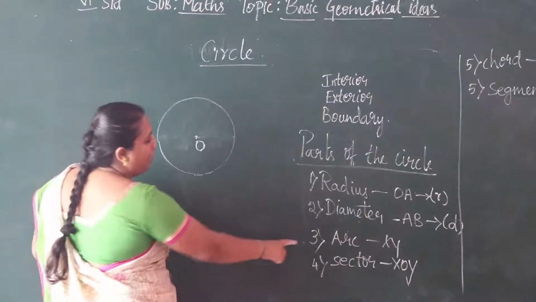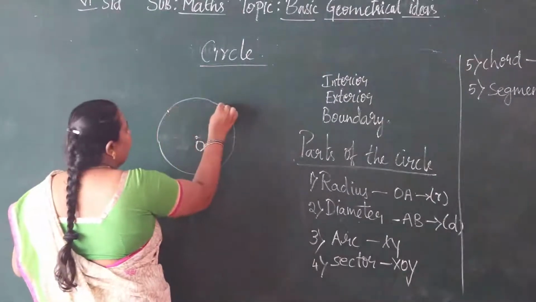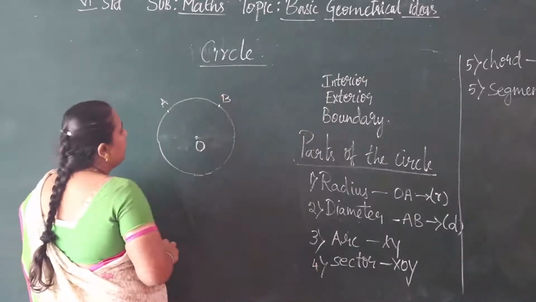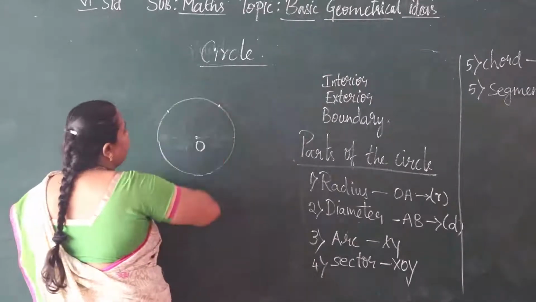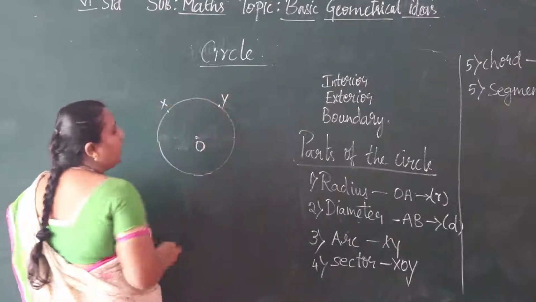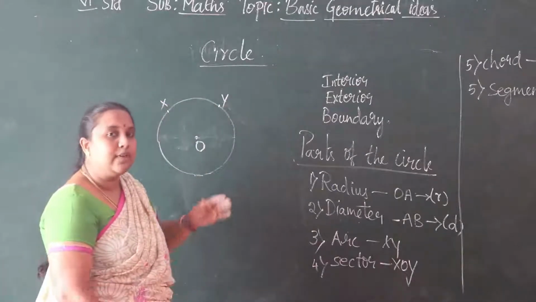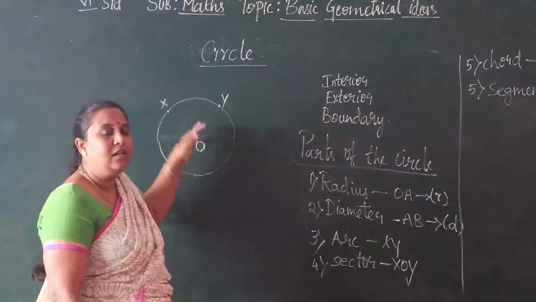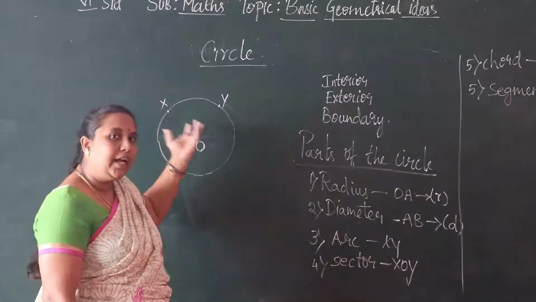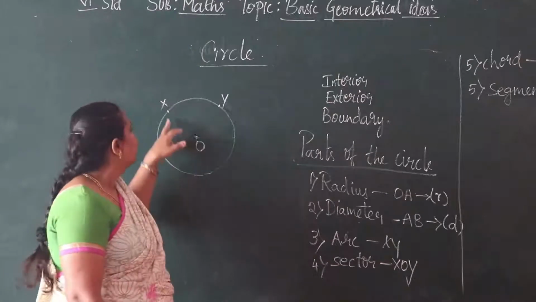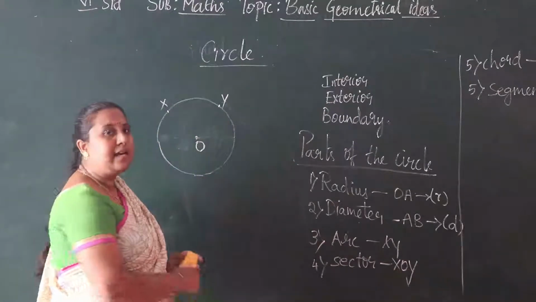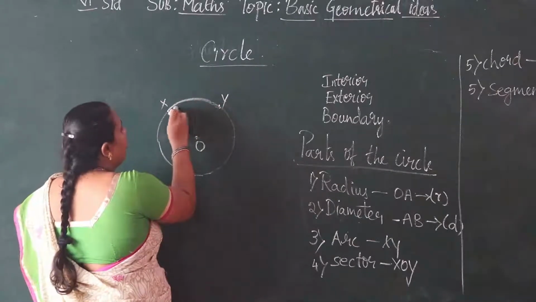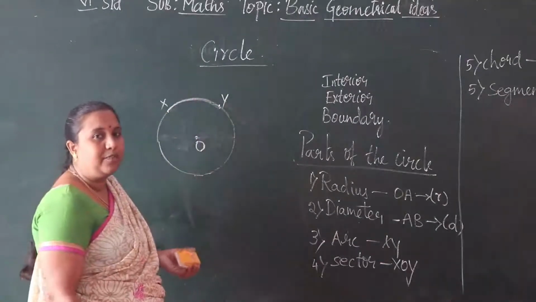The third part is arc. We can take two points on the circle, that is AB, or we can take XY. Any name we can give. If there is no name for any part of the circle in the question, we can give any name to that part. So now we can take XY as an arc. So, an arc on the circle.